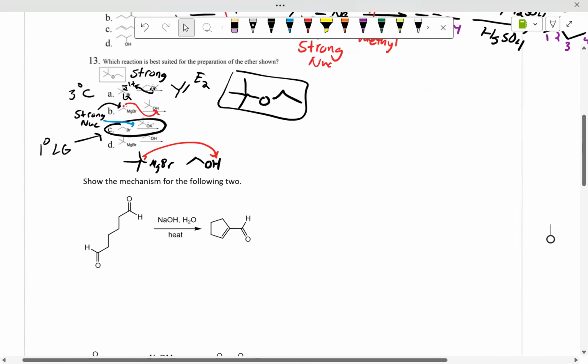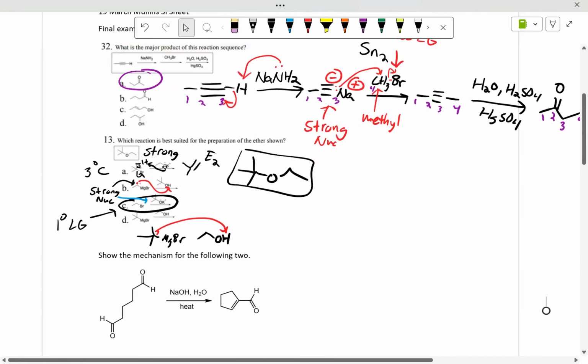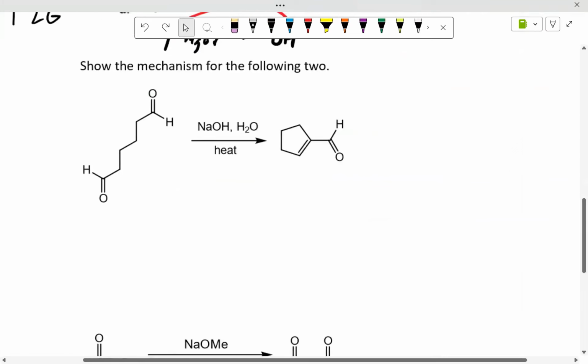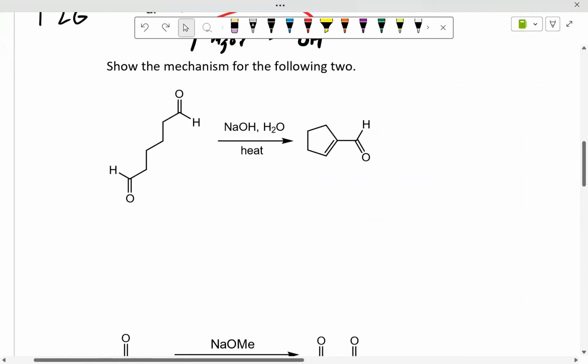Oh. Hopefully that didn't mess up everything. Let me just undo. Okay, next one. We need to show mechanisms. This one is an intramolecular aldol reaction.